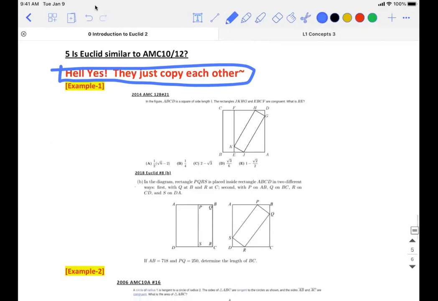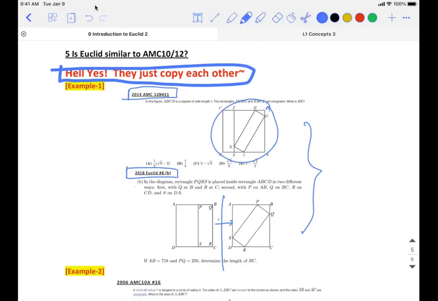The first one is, if you see an exam from 2014, AMC 10, AMC 12B, question number 21. And 4 years later, if you go to 2018, Euclid, question number 8, B part. These 2 questions are exactly the same. The only difference is that AMC uses 1 graph and Euclid breaks it into 2 graphs. But in terms of the solution strategies, they're exactly the same. This is a very good example of Euclid directly copying from AMC.